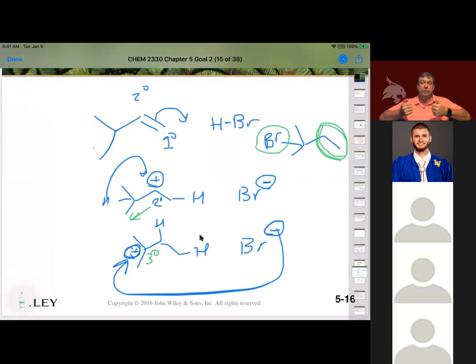Okay, does that make sense? Yeah, that does make sense. I guess I just didn't see the connection between the primary to tertiary, but once you showed the little intermediate step, it made sense. Okay, great, great.